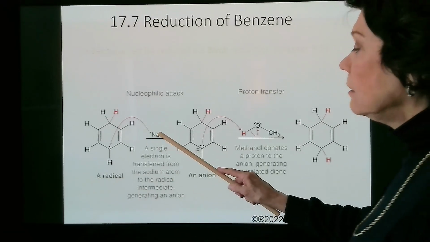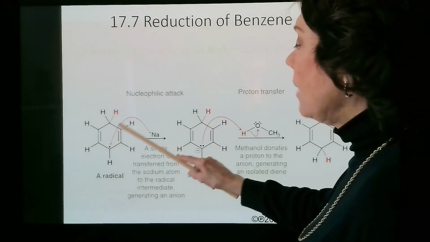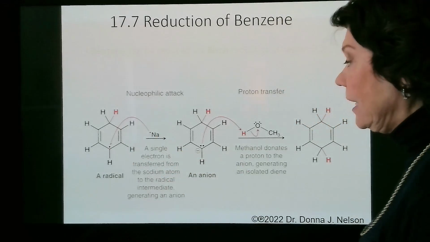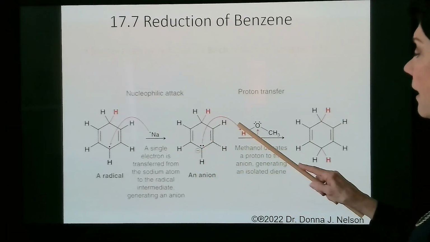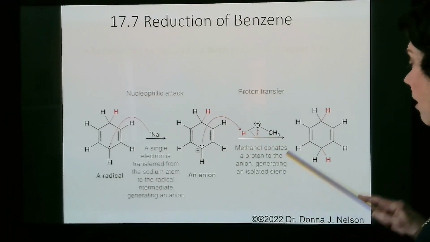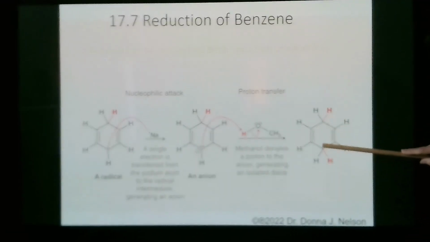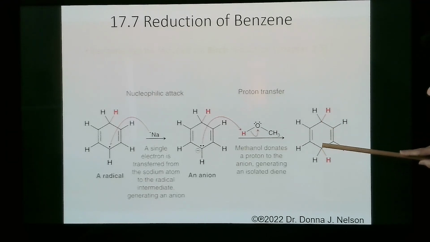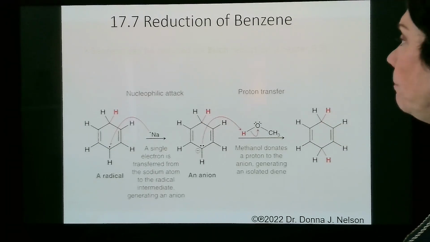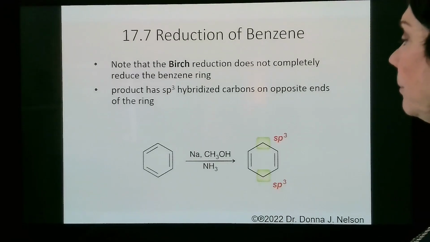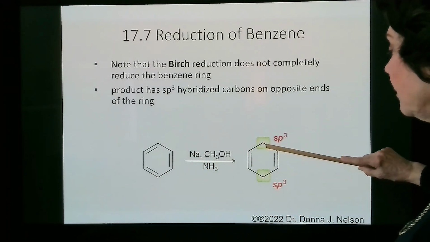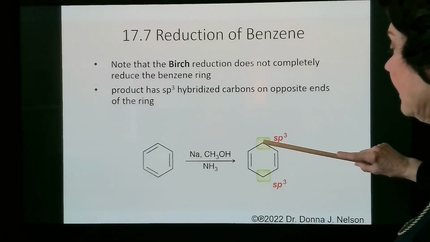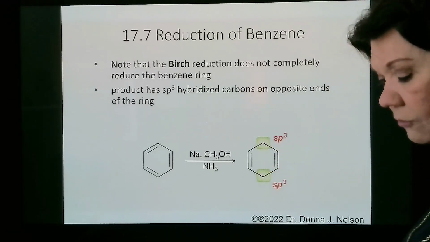And now we go on, the sodium metal donates a second single electron to form another negative charge, which again abstracts a proton from methanol. And so this puts the two new CH bonds at the 1 and 4 position. So that's the Birch reduction. It doesn't completely reduce the entire benzene ring, only the 1 and 4 position. And so now these are sp3 hybridized carbons.